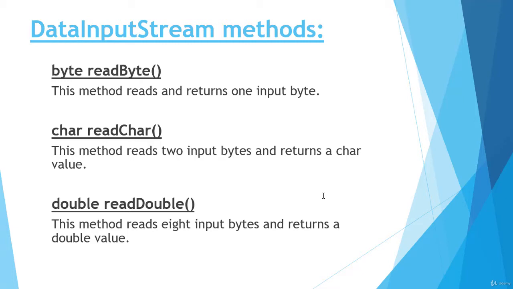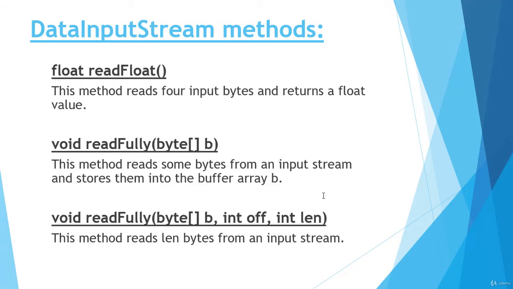Next, we have readChar. Definitely, this method reads two input bytes and returns a char value. Again, the readDouble method helps us read 8 input bytes and return a double value. Next, we have the readFloat method. This method reads 4 bytes and returns a float value.